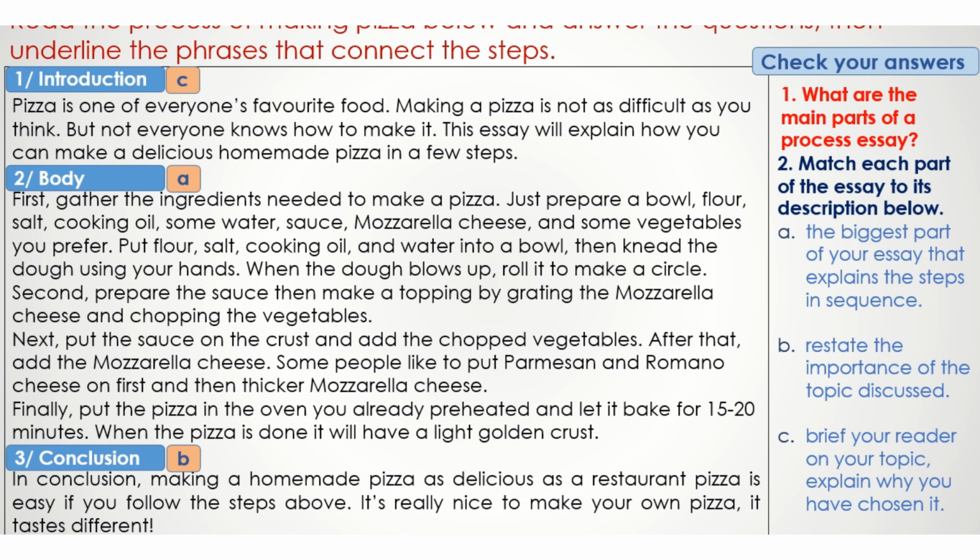Okay, now we know how to write a process essay. We start with the introduction, briefing the readers with your topic and why it is important. Then the body of the essay, state the steps of doing the thing you are talking about. And finally, in the conclusion, make a brief or restate the importance of your topic. You see, first, second, next, after that, finally, in conclusion. These are the words we use in a process essay to show the order of writing.